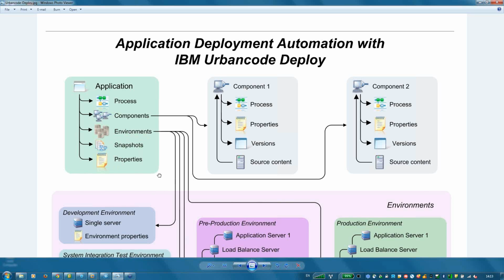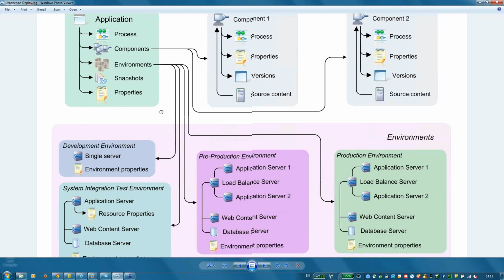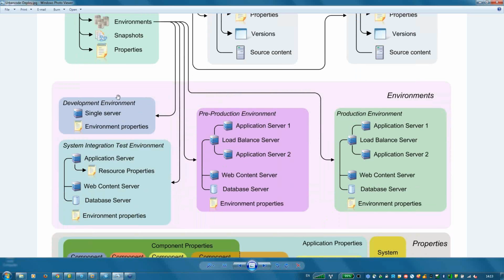Now, let's have a look at the environments. And I mentioned the environments could be very different. If we look here, the 4 environments that we've got listed are a development environment, a single server, and some environment properties. Then we go to system integration test. We split off the application server and the web server components into different machines, and we also have a database server. Got various different properties around that as well. And then when we get to pre-production, we have 2 application servers and a load balancer, and pre-production and production are the same.